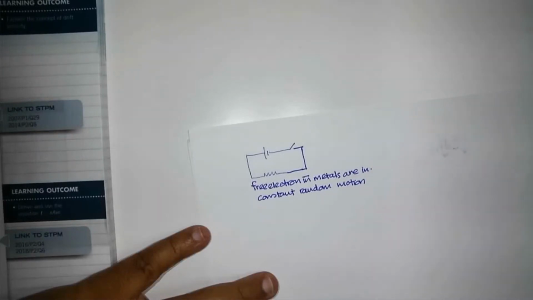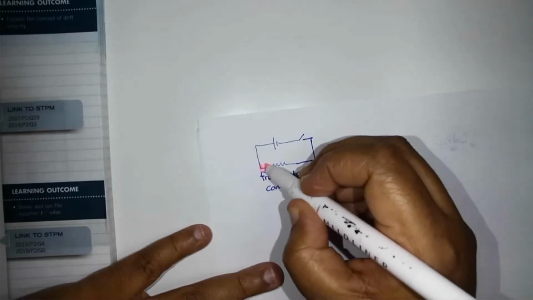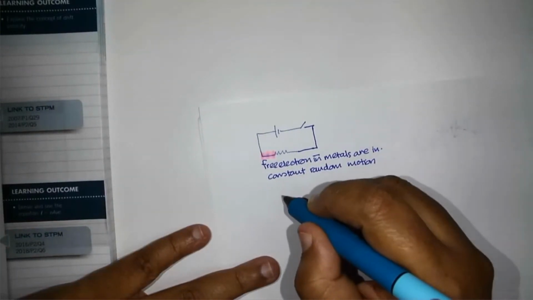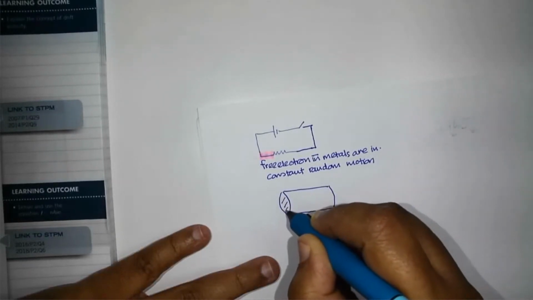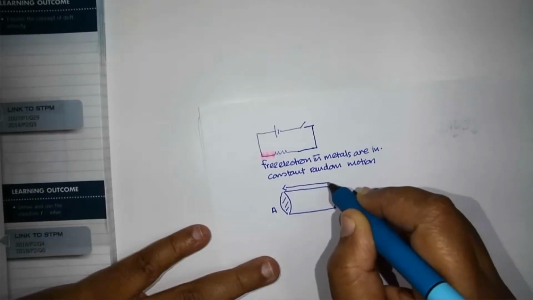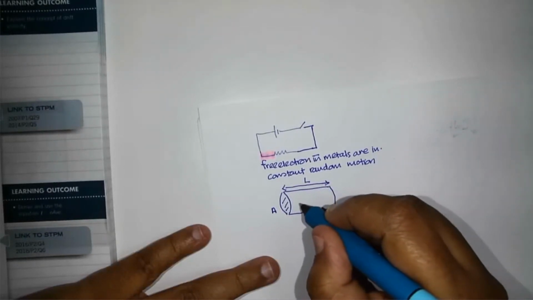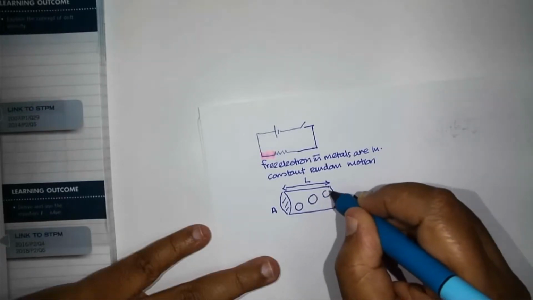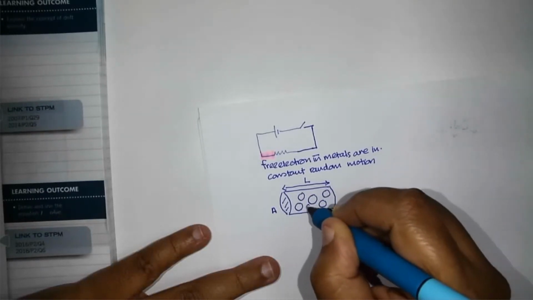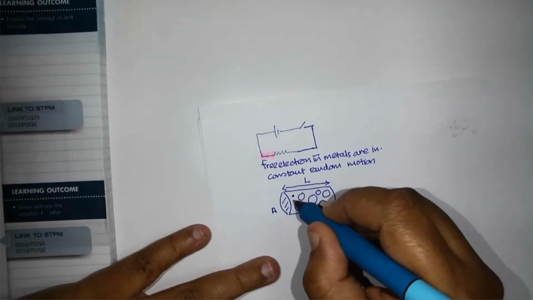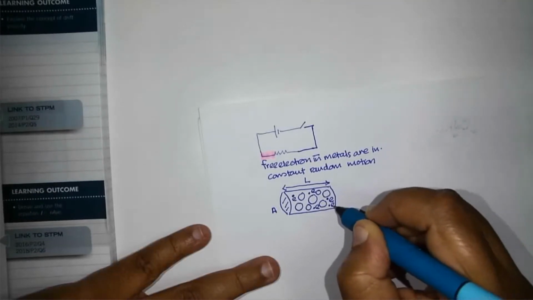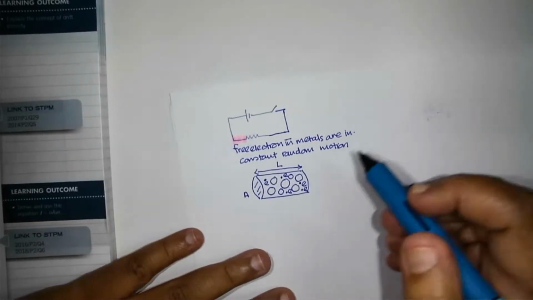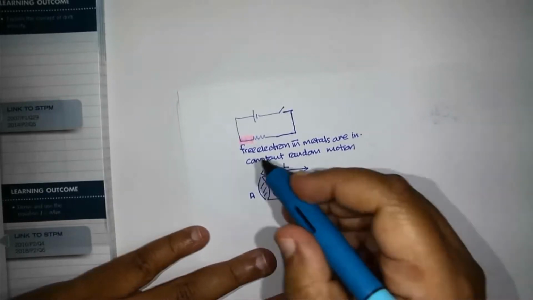So it's like the previous class. I'm just going to take a part of this wire here. So this is the part of the wire. The area is A, the length is capital L. And they have these atoms, or we call them positive ions, and then they have free electrons. So what happens here is the free electrons in metal are in constant random motion.